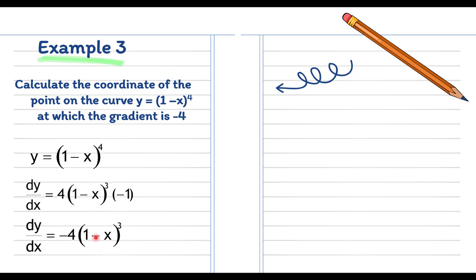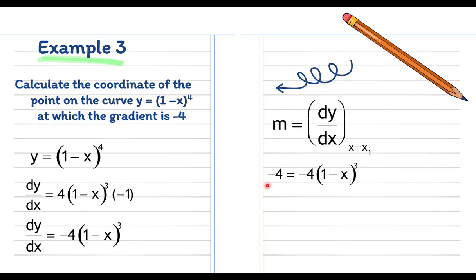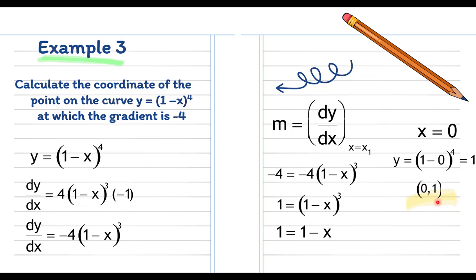Yeah, we can simplify dy dx like this and equate it to be minus 4. So when it is minus 4, then you can cross it out, and 1 minus x cubed becomes 1, so 1 minus x is 1, x is 0. So this is the x coordinate of the point where the gradient is minus 4. If you want to calculate the y, don't forget to substitute it here, right? y equals 1 minus 0 to the power of 4, so y is 1. So that is the coordinate of the point at which the gradient is minus 4.